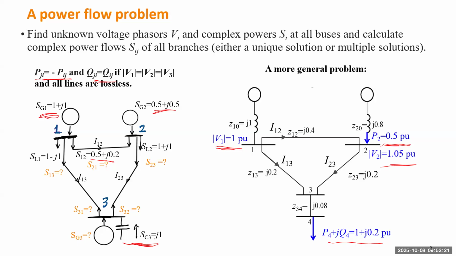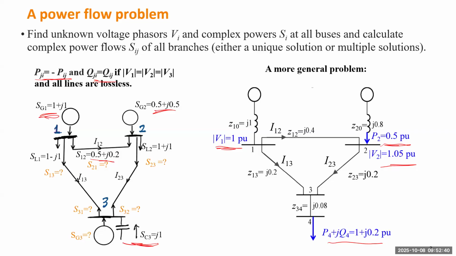And this bottom bus, number 4, is basically just a load bus because we know both P and Q. You see the power is going to some customers, but we don't know the voltage because the voltage will depend on the voltage of the rest of the system. So this is a typical load bus.